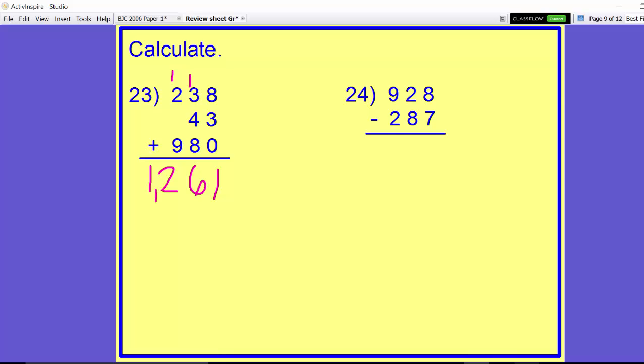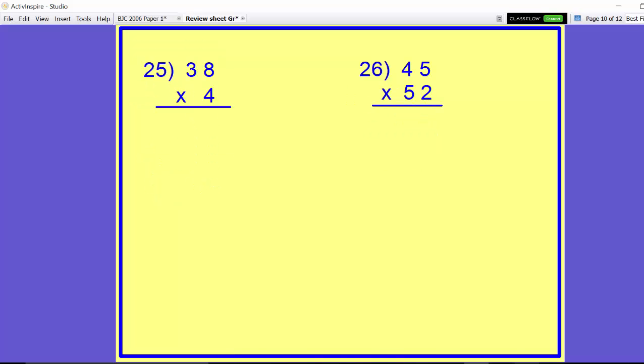Number 24. 928 minus 287. Starting again from the ones column on the furthest right. 8 minus 7 is 1. We can't take 8 from 2, so we're going to have to borrow from this 9. This 9 becomes an 8, and the 2 becomes a 12. 12 minus 8 is 4. 8 minus 2 is 6. 641.